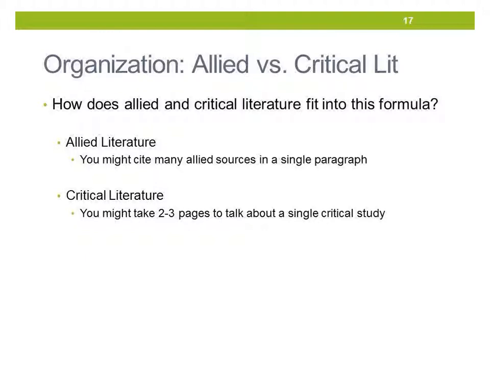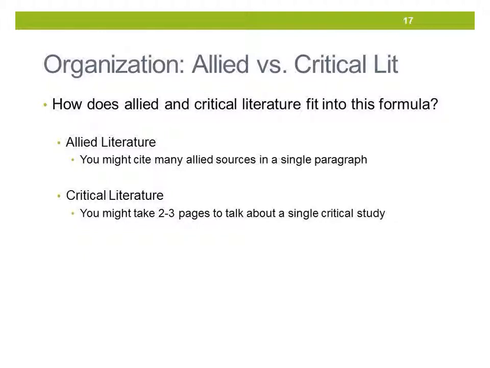Now, in terms of how you write about that, when you write about allied literature, you're not necessarily going to spend a ton of time on it. You're going to rank it and prioritize it a little bit lower. So you might find times where you just generally cite sources in a sentence or two. You might only write a paragraph about a research study for allied lit.